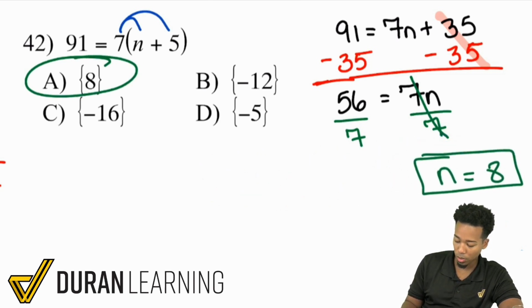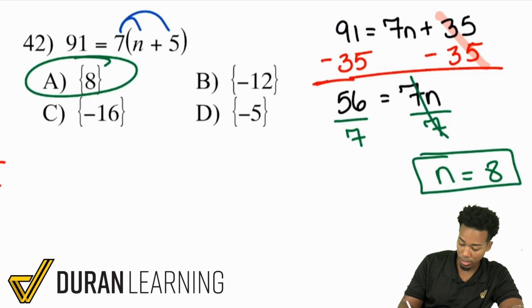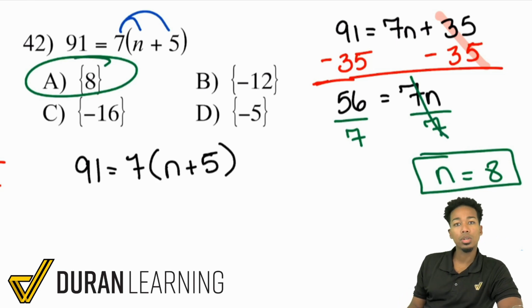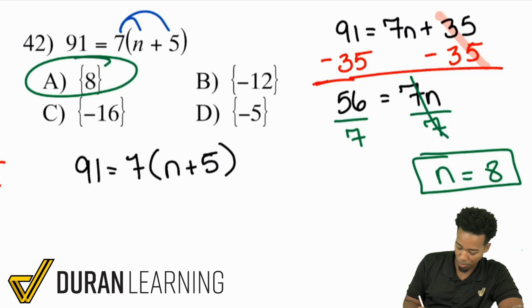Let me show you another way to do it, especially when you have the distribution happening there. Here's what we can do, my party people. What we can do as well is this. Let me rewrite the problem. 91 equals 7 parentheses n plus 5. Okay, so here's what we can do, everybody. Check out that 7. Notice what's happening with that 7. And notice that we have a parentheses.